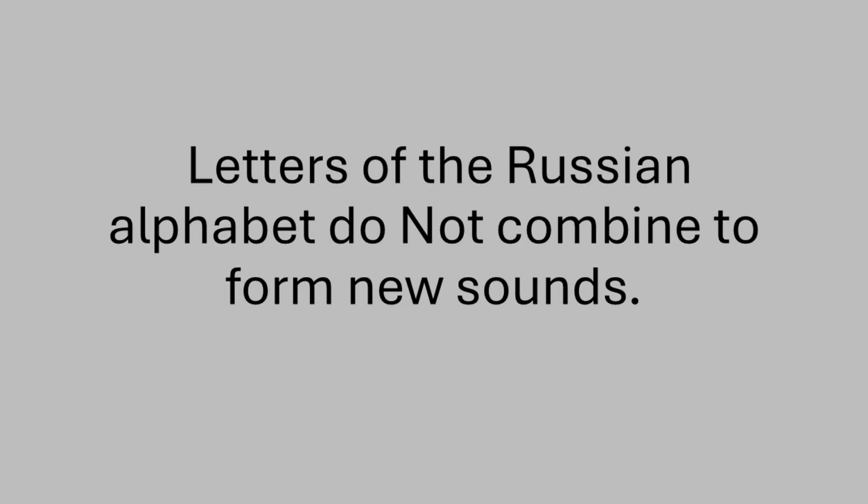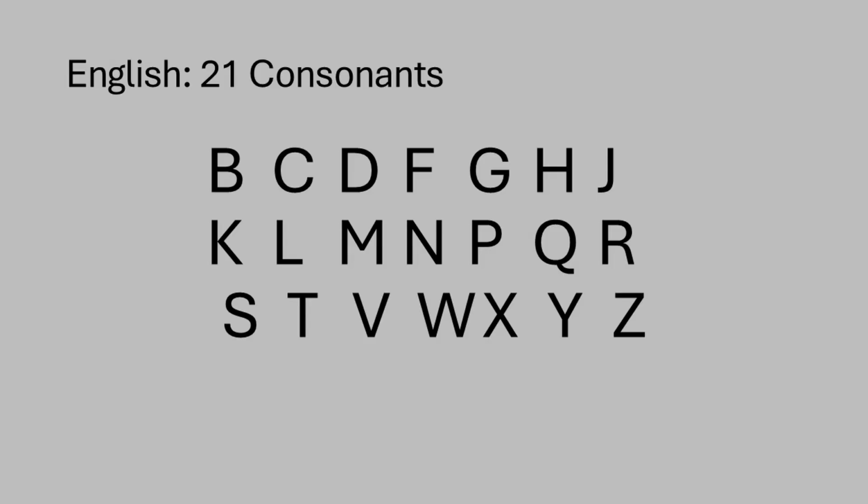Number two, letters within Russian do not combine to form new sounds. In English, that happens all the time. We've got 21 consonants, and each of those consonants independently have one sound. But a lot of those consonants, when joined with another consonant, form an entirely new sound that's not represented by a letter within the alphabet.